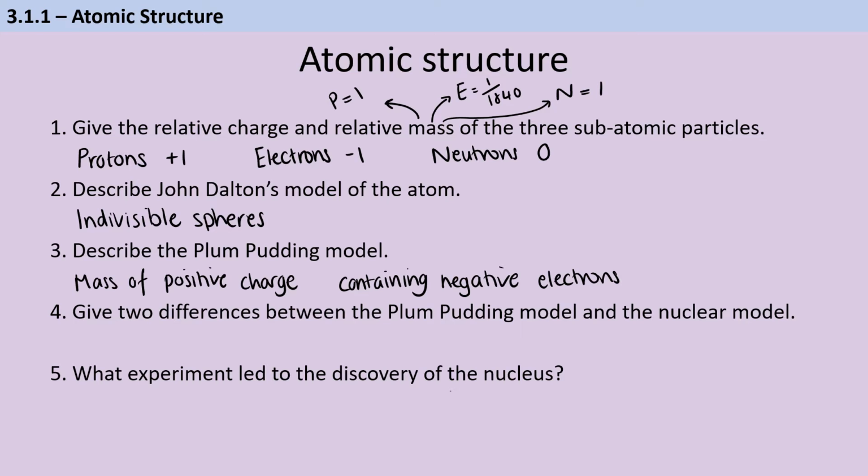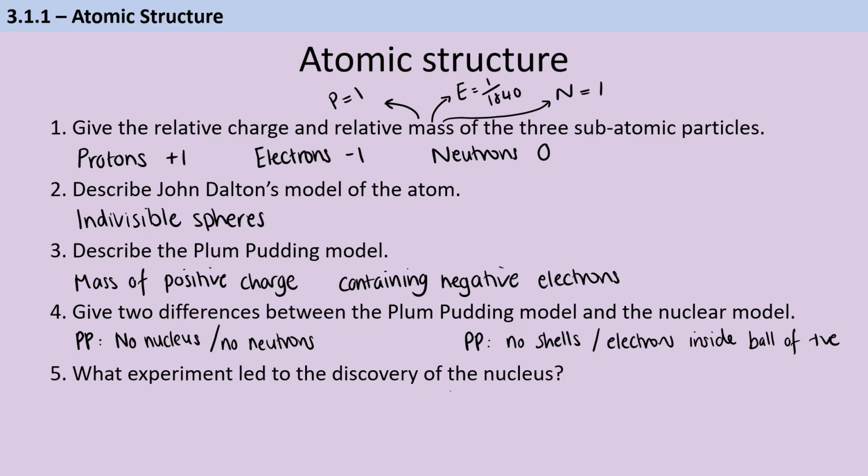If we compare that plum pudding model with the nuclear model, firstly, the plum pudding doesn't have a nucleus. And of course, that means it also doesn't have any neutrons. And then also the plum pudding model doesn't have any shells because the electrons are inside that ball of positive charge. The nucleus was discovered by Ernest Rutherford and his students when they carried out the alpha scattering experiment.